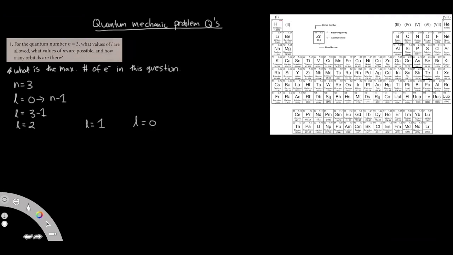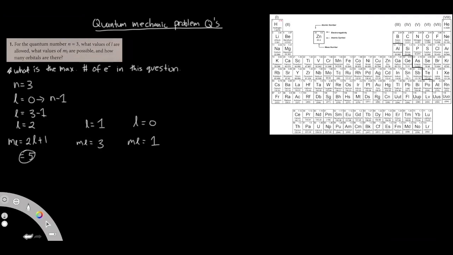What values of ML are possible? Well, as we can see, the number of ML values is 2L plus 1. Again, if you have no idea what I'm doing here, you should probably see the previous video of the foundation principles before you follow along here. So 2L plus 1: we get 2 times 2 gives you 4, plus 1 gives you 5. Our ML value is here as well: 2 times 1 gives you 2, plus 1 gives you 3. And here 2 times 0 gives you 0, plus 1 gives you 1.